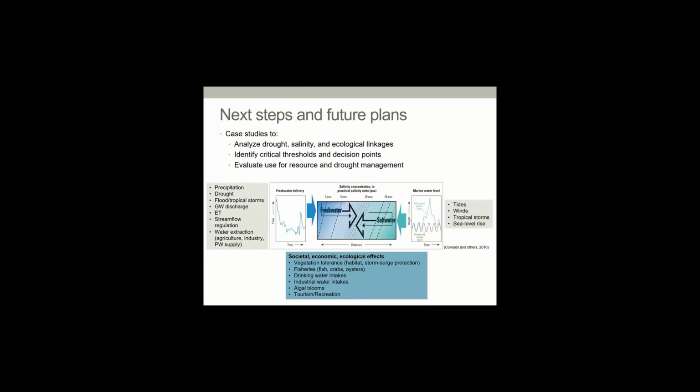So our next steps and future plans: we want to know how, when, and where the CSI can contribute to drought monitoring and resource management. What we're looking to do in the future is try to find some case studies so that we can analyze drought, salinity, and ecological linkages. We want to identify critical thresholds and decision points for use in the Coastal Salinity Index and evaluate the use for resource and drought management.